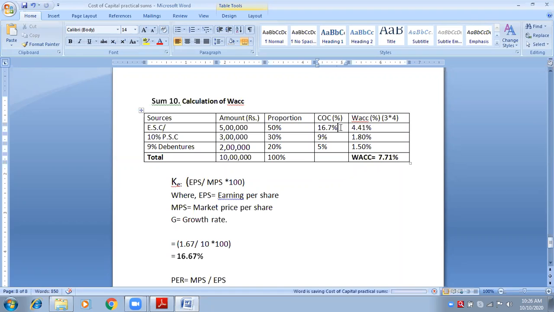16.70. Okay. Now 10% preference shares has to be written same, 10%. It is already after tax.